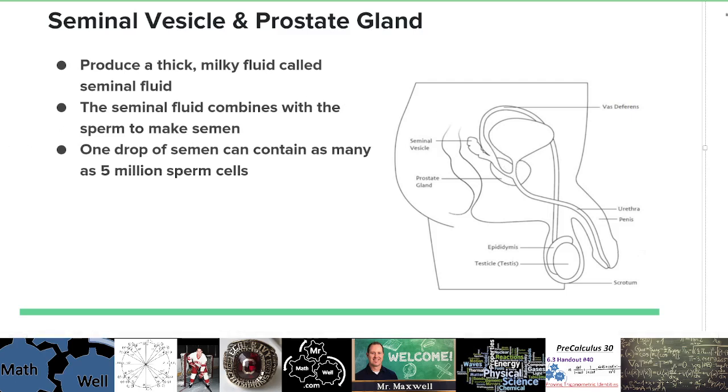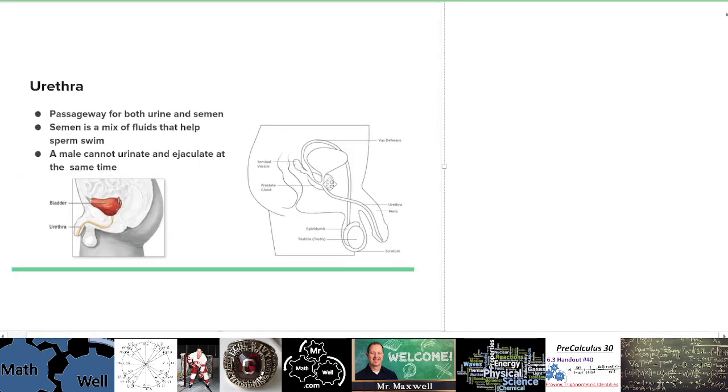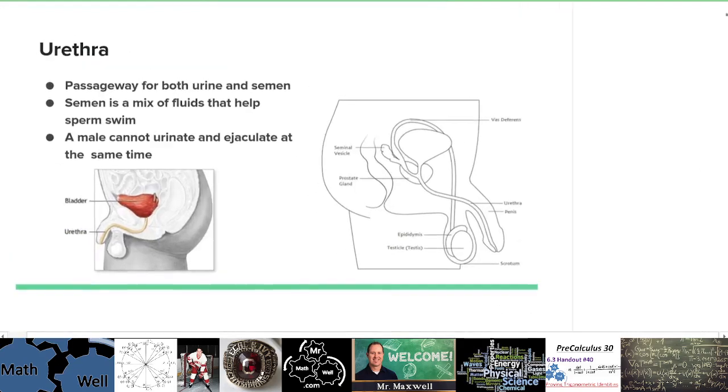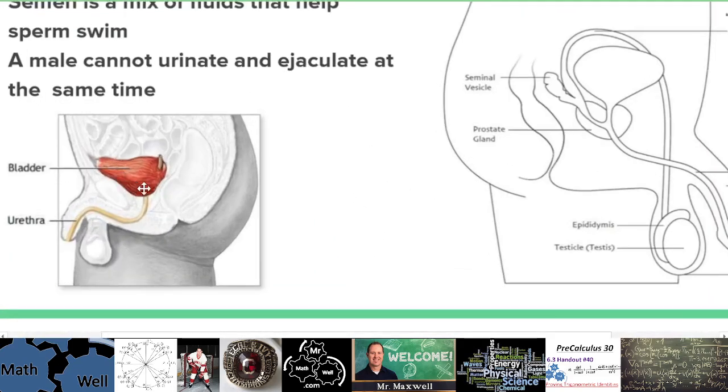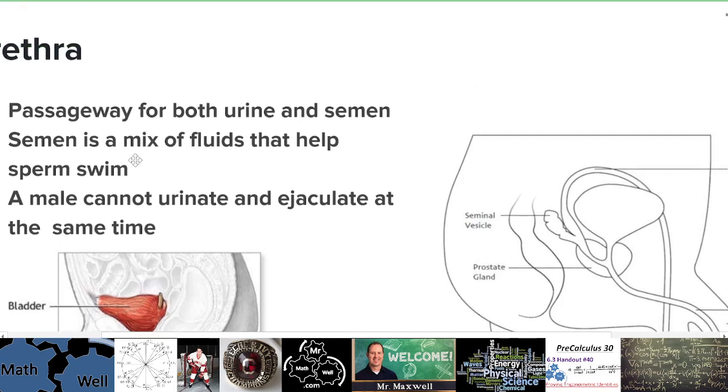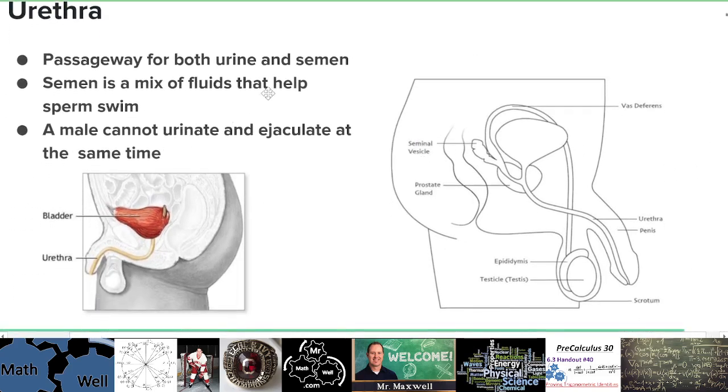All right. Moving on. The urethra. The urethra is the passageway, as I mentioned before, in males for both urine and semen. So here's a picture of the bladder. Once your bladder fills up with urine, it's ejected out the urethra. The urethra is the same passageway that also ejects the seminal fluid and the sperm. So semen is a mix of fluids that helps sperm swim. A male cannot urinate and ejaculate at the same time.